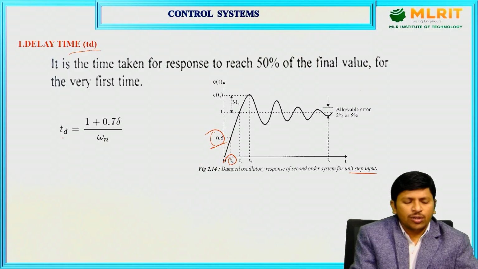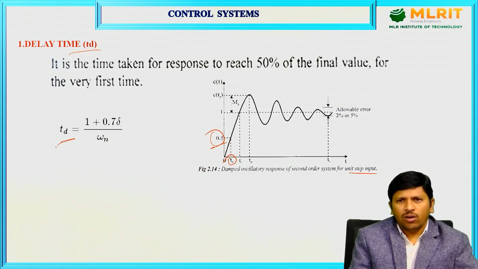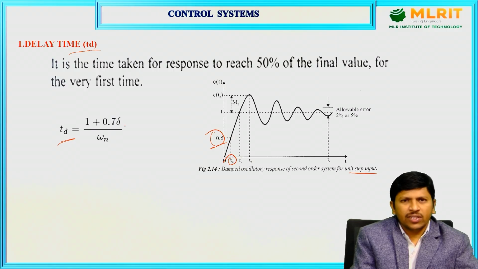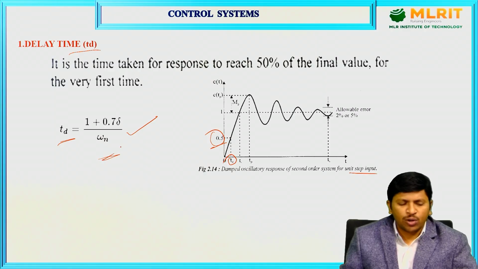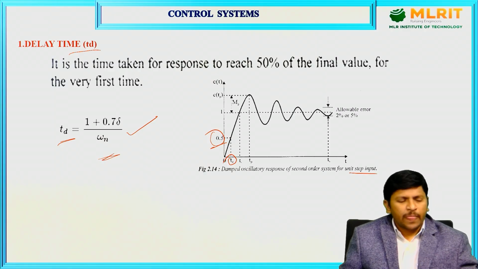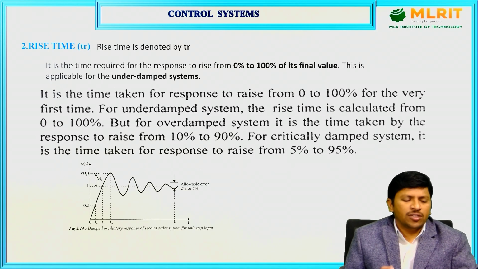We represent it as t_d. The formula for the delay time is t_d = (1 + 0.7 zeta) / omega_n. Here, 1 plus 0.7 zeta divided by omega n. This is the formula for delay time. Next, coming to the definition of rise time.